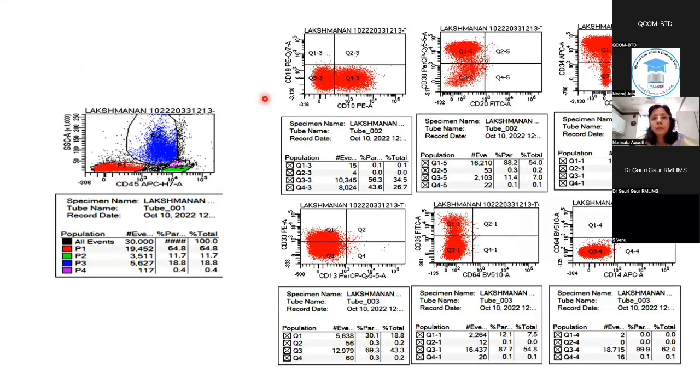Looking at the CD45 versus side scatter, the blasts are negative for CD45 and have a low side scatter. Expressing CD10 but not CD19, expressing CD38 but not CD20, expressing CD34. Some are expressing CD33, the Q1 population here, about 30% of the total blasts. CD36 is expressed by a minority, and CD64 and CD14, the monocyte markers, are negative.